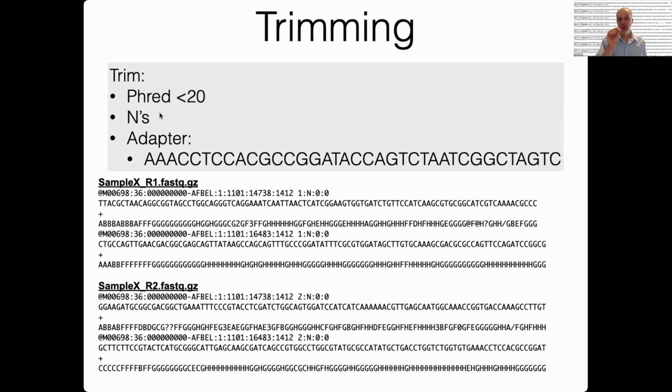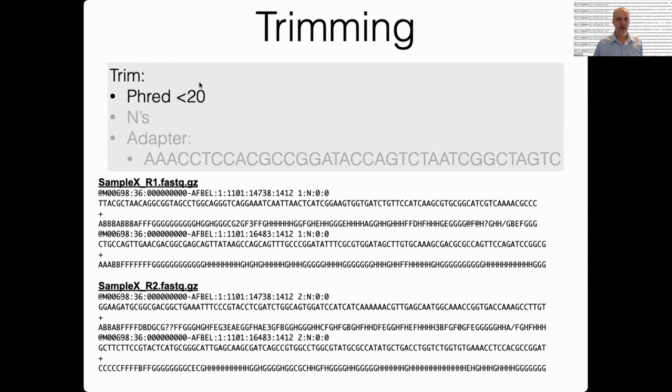An N is where the sequencer has no idea what the base is, and so it just puts an N instead of putting an A, T, C, or G. And then we're going to be looking for this adapter sequence. We just have a little bit of toy data here, and we're going to be looking through the sequences for all these characteristics. We'll go through it step by step, but technically the program is doing it one by one, but it happens so fast that it essentially seems like it's doing it simultaneously.